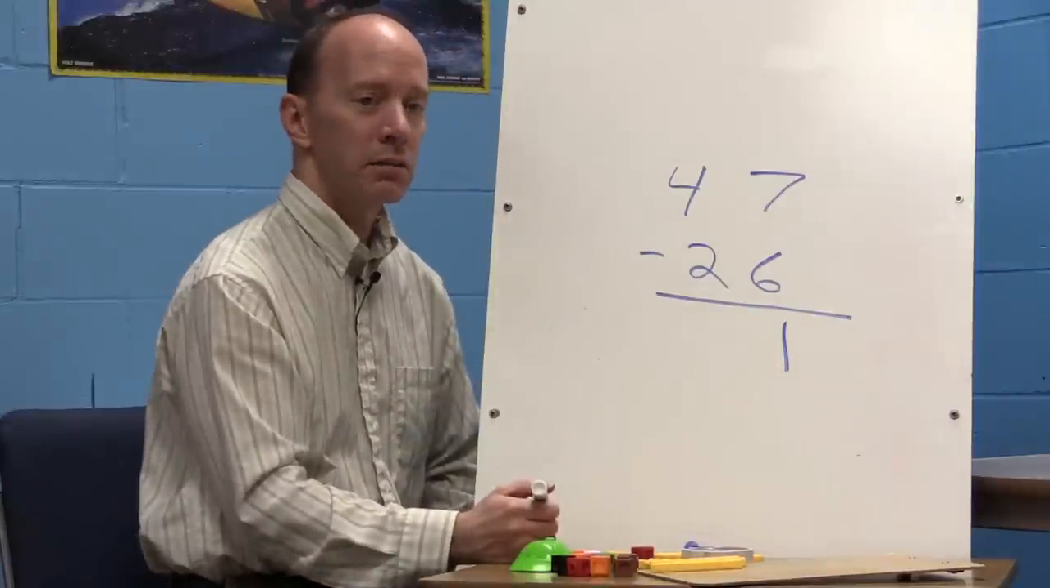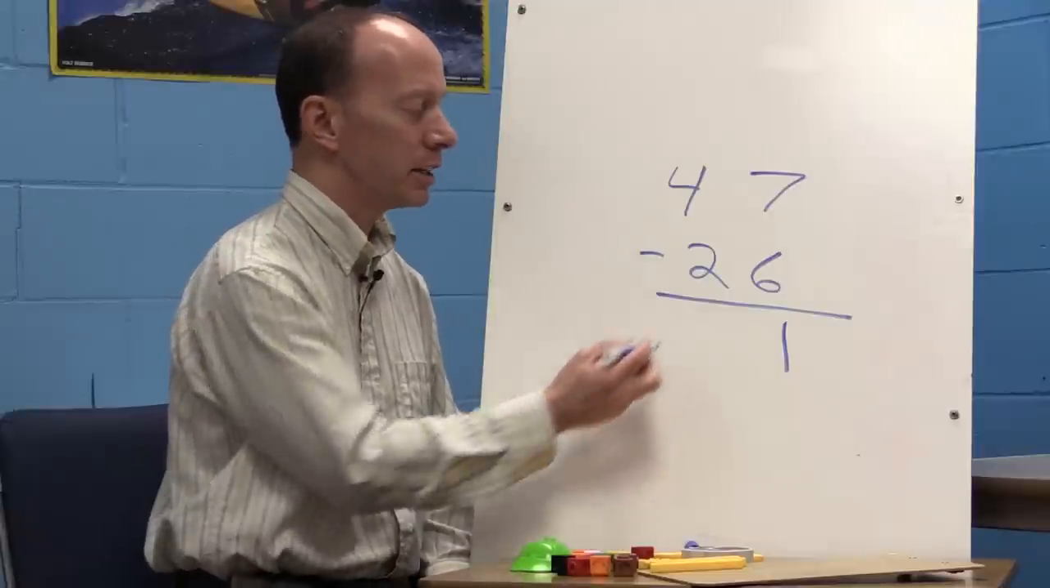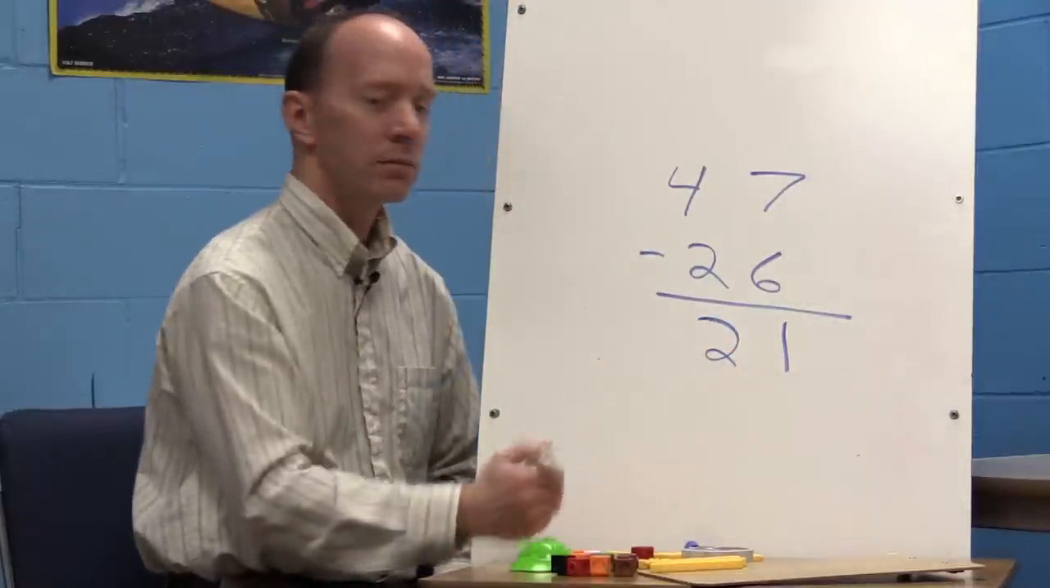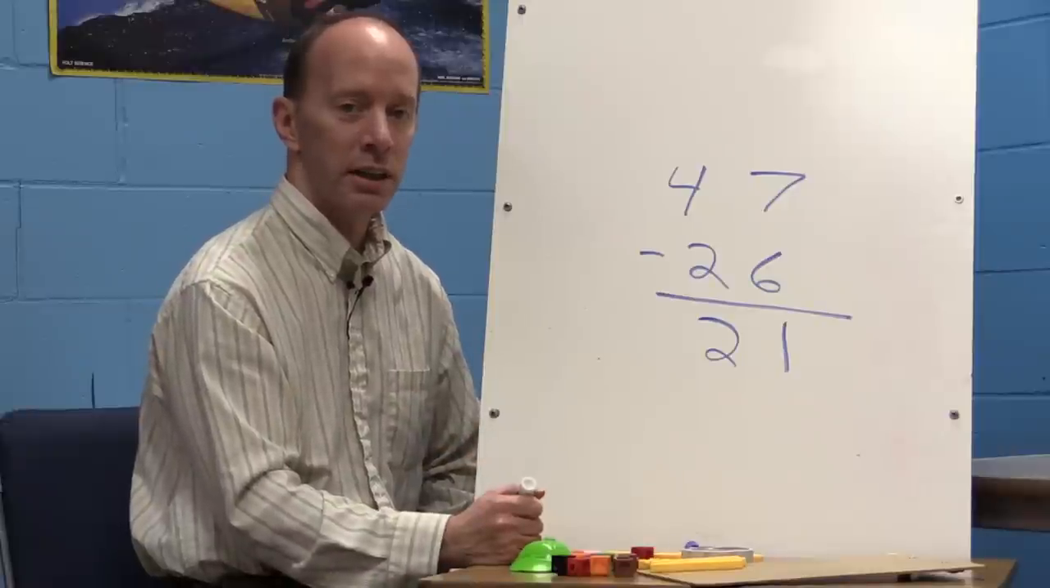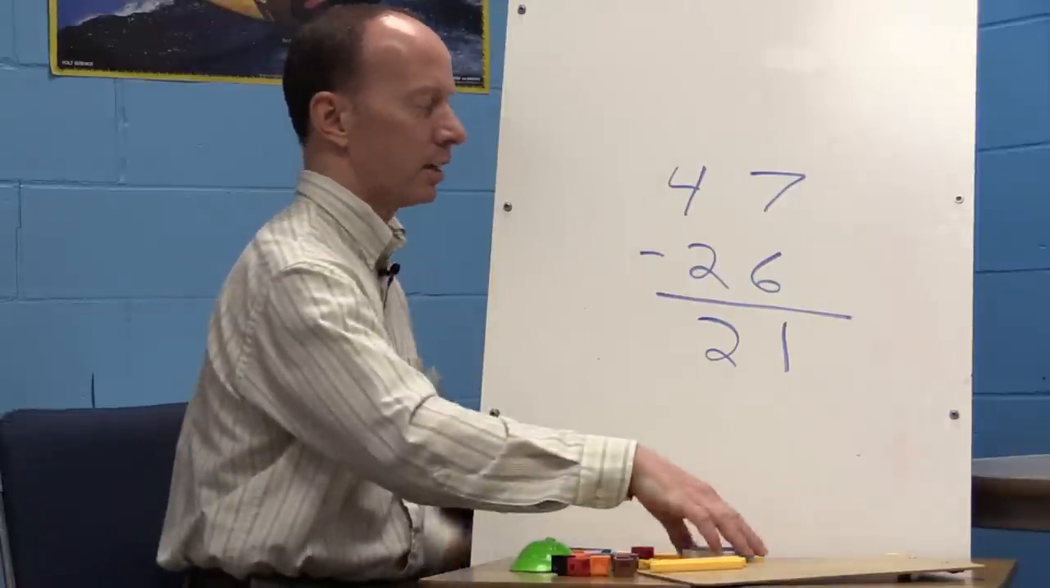4 minus 2, pretty easy. 4 minus 2 is 2. How you guys doing out there? Pretty easy? Let's try another one.